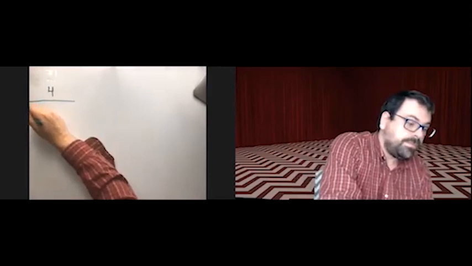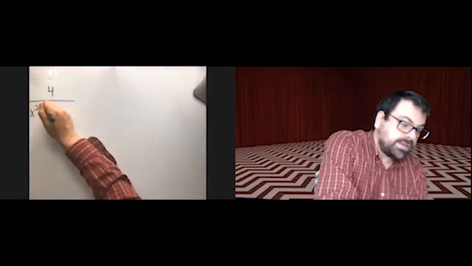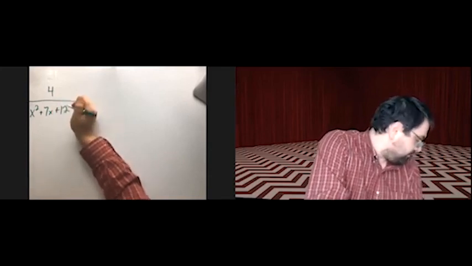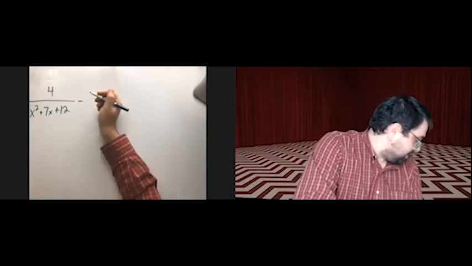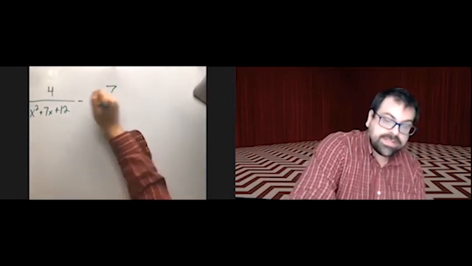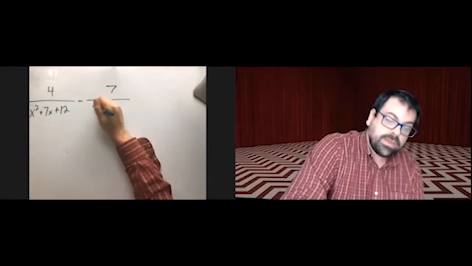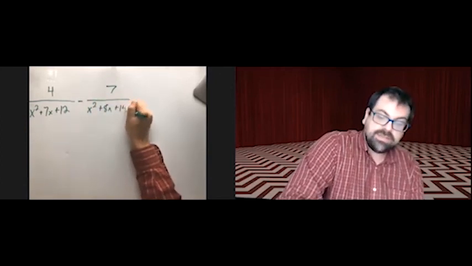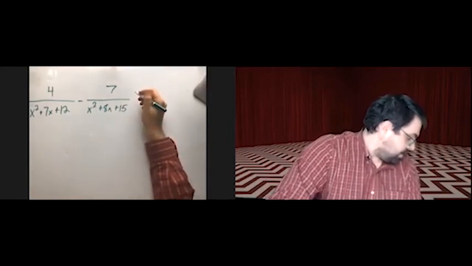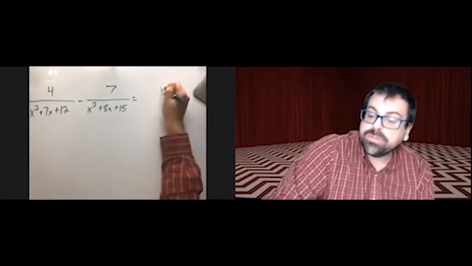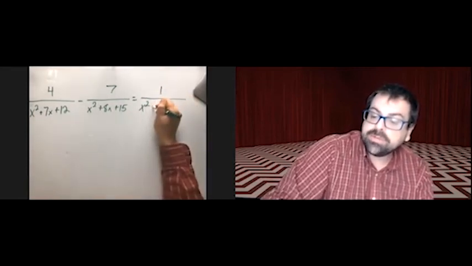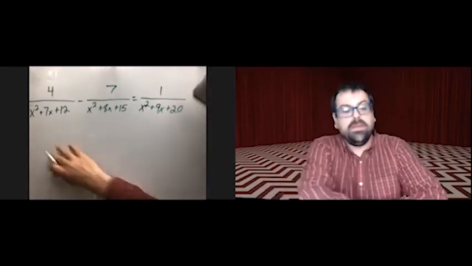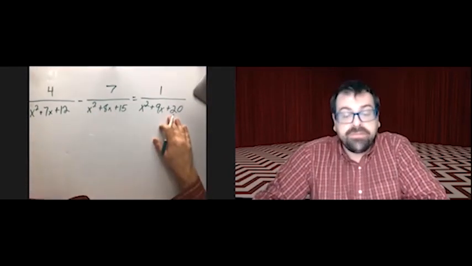Four over x squared plus 7x plus 12 minus 7 over x squared plus 8x plus 15 equals 1 over x squared plus 9x plus 20. All three denominators can factor.